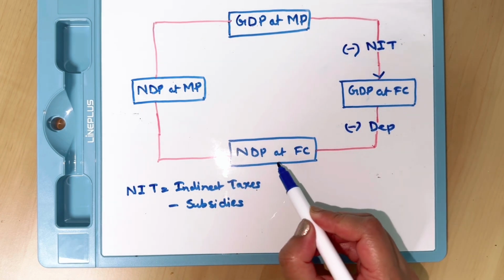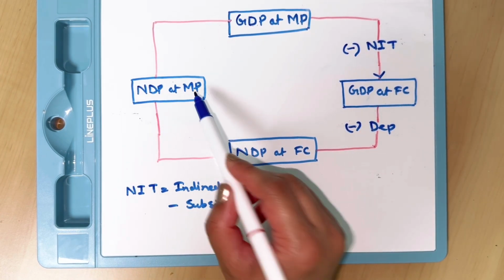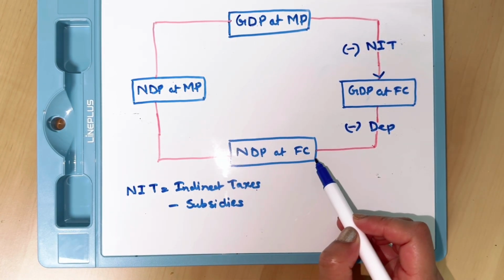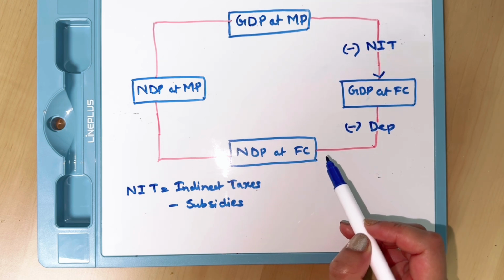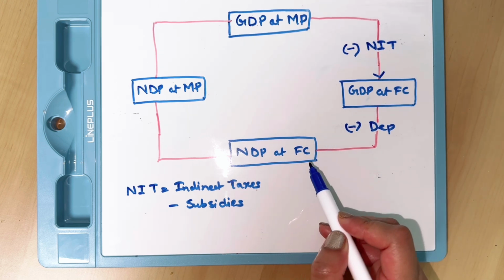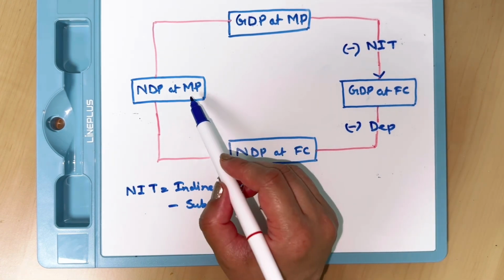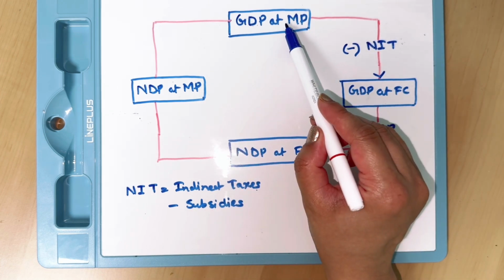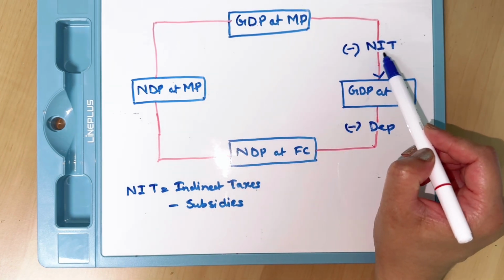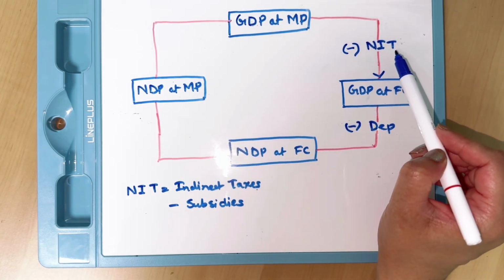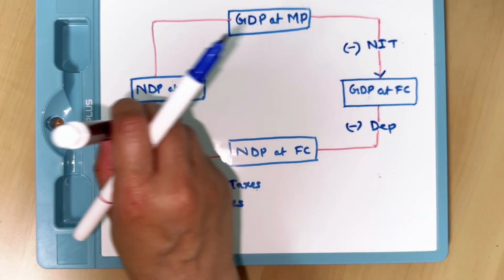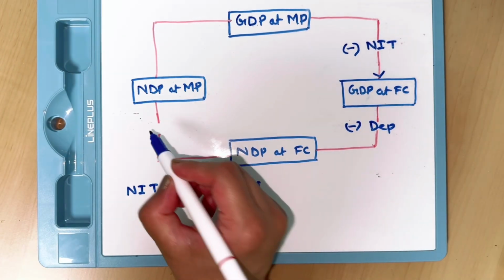Next, in order to arrive at NDP at market price from NDP at factor cost, what adjustment we need to make? Just remember, we are moving from factor cost to market price. Market price includes the net indirect taxes. So it is very simple. We need to add net indirect taxes.